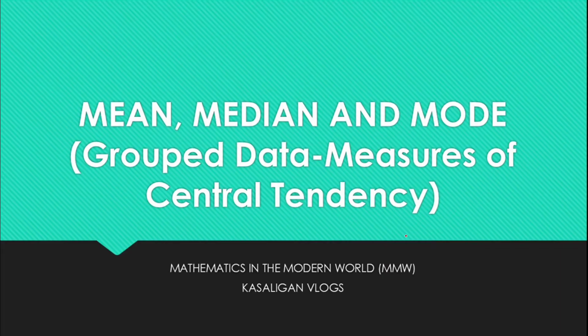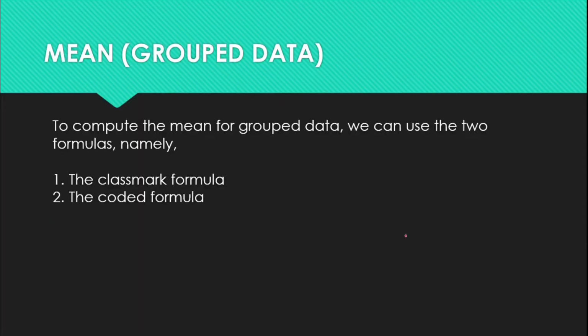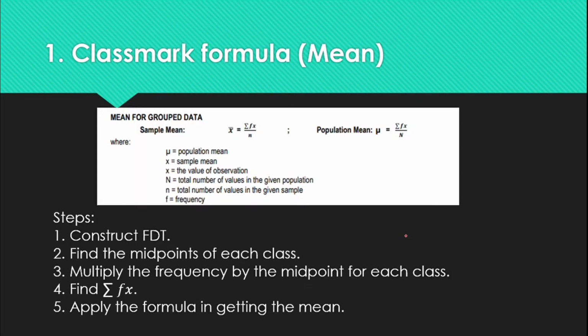Today we'll talk about mean, median, and mode for group data measures of central tendency. And this is Mathematics in the Modern World. So, mean for group data. To compute the mean for group data, we can use two formulas. Namely, the first one is the class mark formula, and the second one is the coded formula. Let's start with the class mark formula.